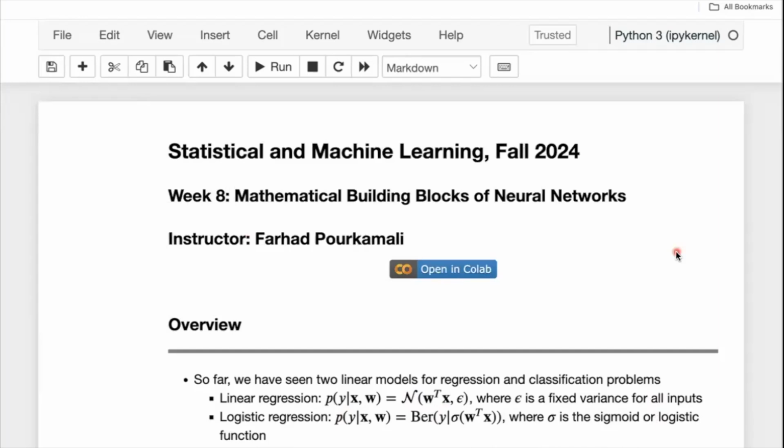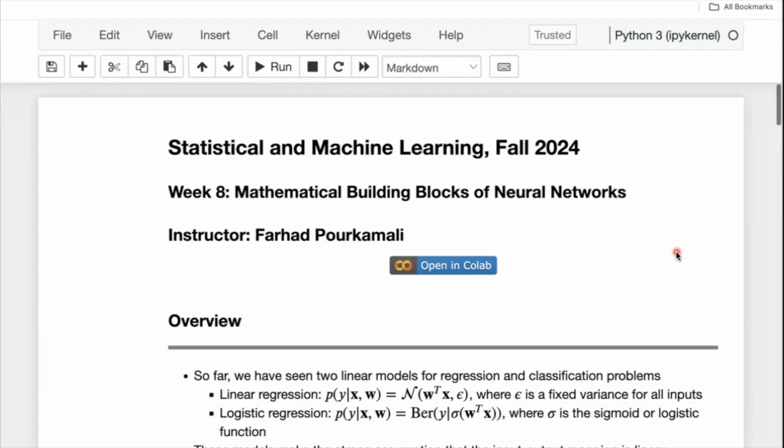Hello everyone. In this video, we break down the math behind neural network models and explain the basic operations that we have to understand about neural network models. Then in future videos, we will translate this math into practical implementations using popular deep learning libraries, including TensorFlow and Keras. So let's get started.